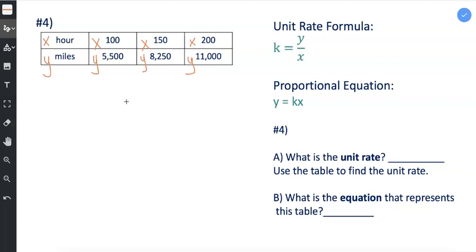Now we need to select a point. I don't see 0, 0, so I don't have to worry about not choosing that to find the unit rate. Let's use this example to find the unit rate. So I'll label x and y, and x is 150, and the y is 8,250.